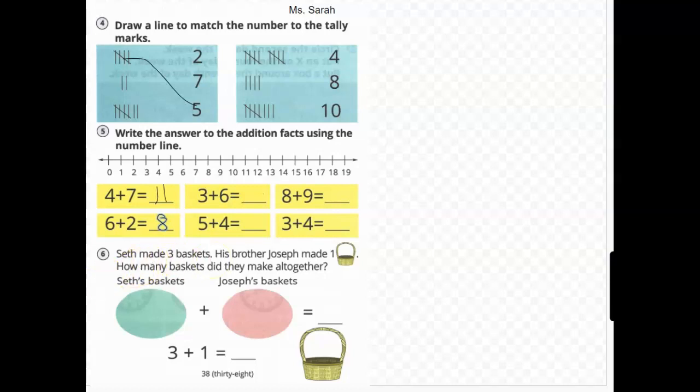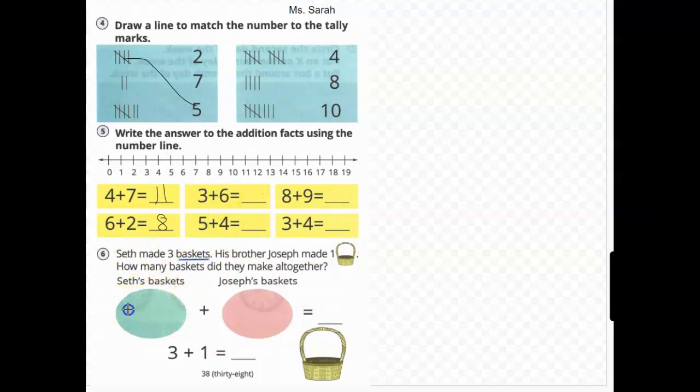Okay, so if you are back, that means you're ready to do this story problem right here. And it says Seth made 3 baskets. His brother Joseph made 1 basket. How many baskets did they make all together? Now in this, if I didn't know this word basket right here, when I get to the next part, I can see they drew a basket for me to know what they look like. Okay? So I can go, oh, that's the word baskets. How many baskets did they make together?